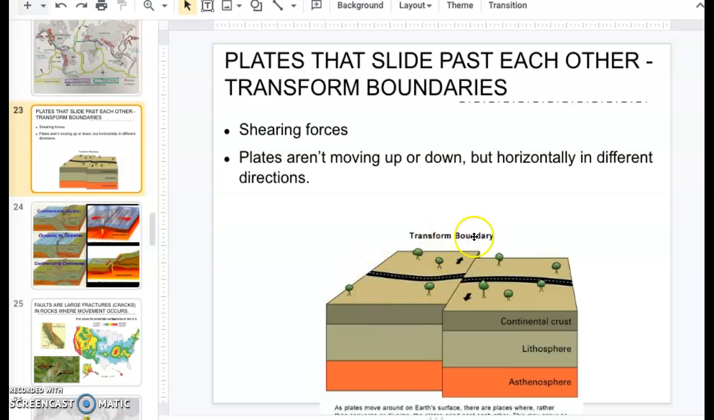So as one plate moves one direction and one plate moves the other direction, a lot of tension builds up, and we often have a lot of earthquake activity in this area.